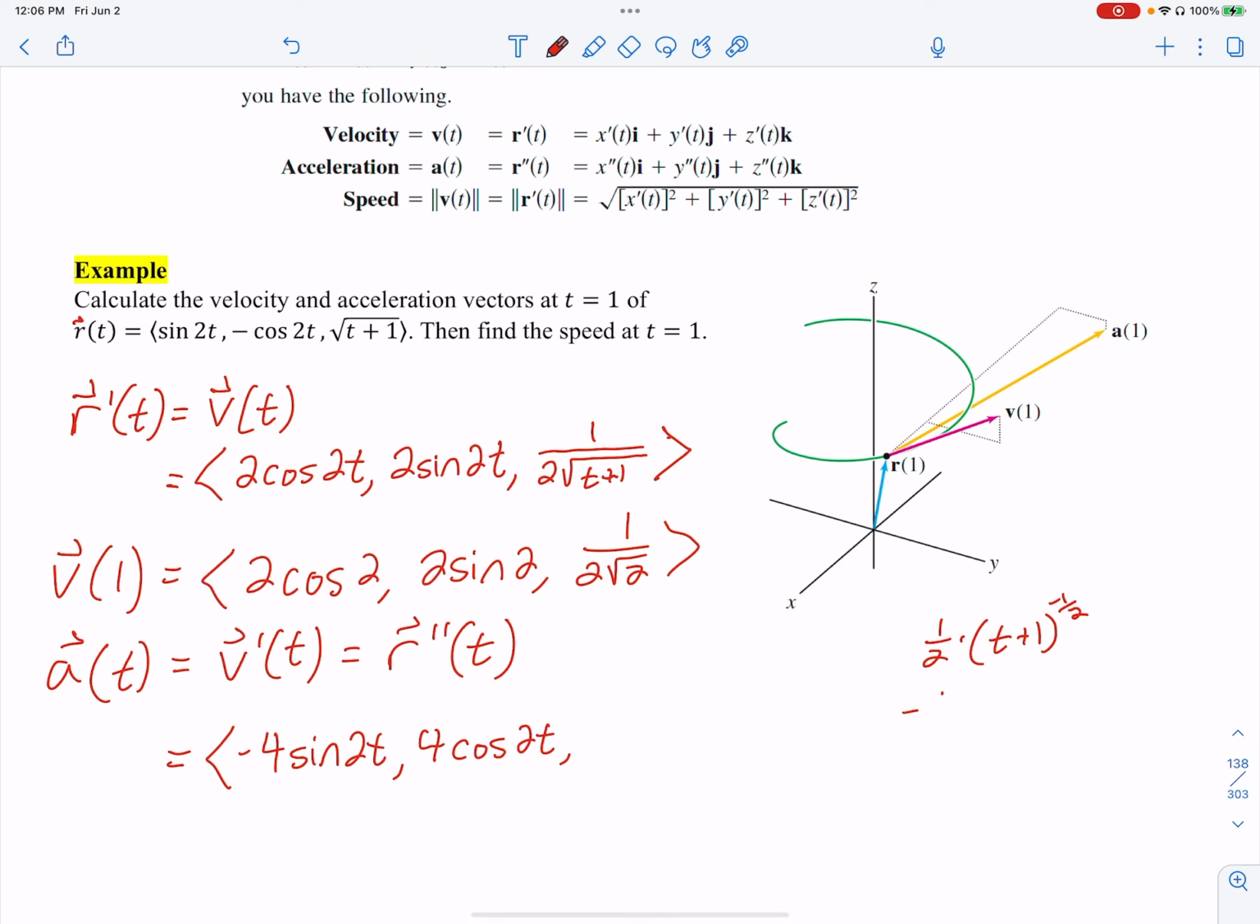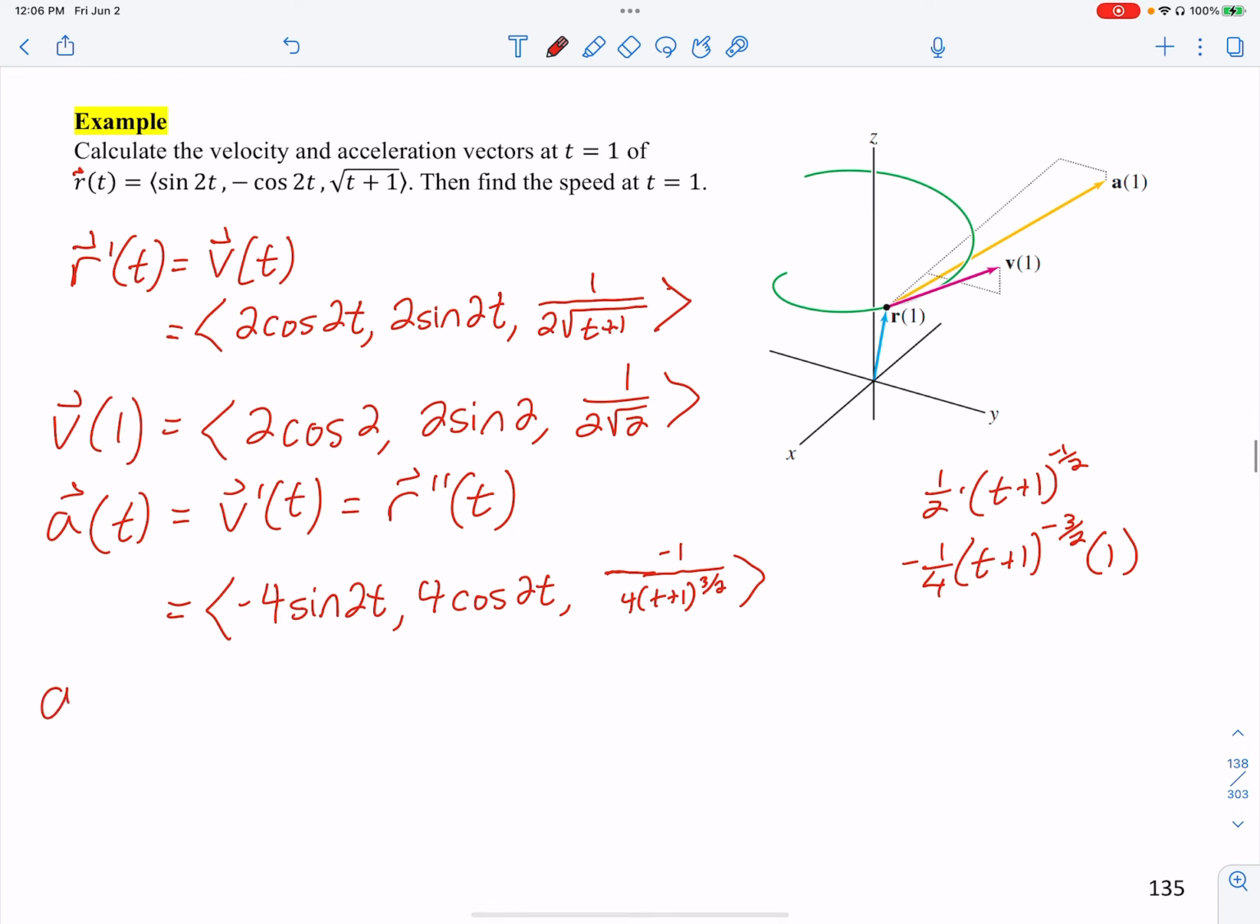So the negative 1/2 comes down to make a negative 1/4. t plus 1, lowered by 1 again, is negative 3/2, and the derivative of the inside is 1. So we're going to get negative 1 over, and I'm just going to leave that as 4 times t plus 1 to the positive 3/2. Oh, and we forgot our 4. There we go. So 1 over that with a negative.